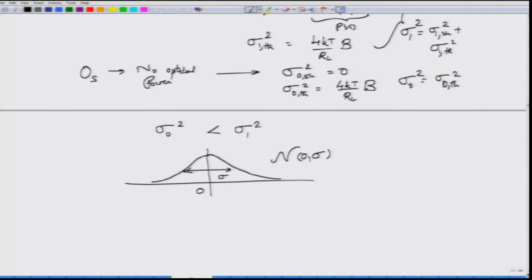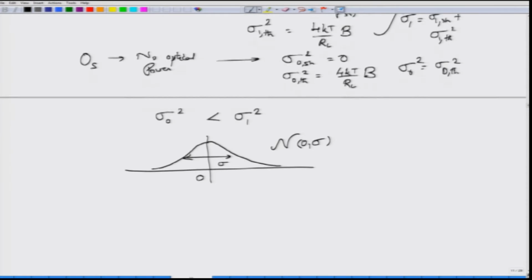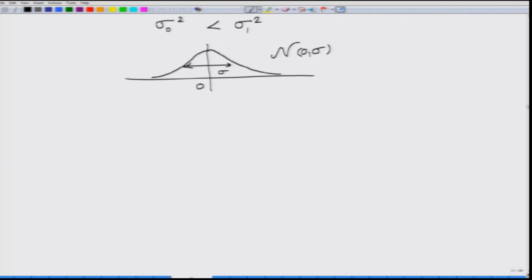In an electrical communication system, this variance would be the same whether you transmit bit 1 or bit 0, because shot noise is not there, unless we are using devices which have shot noise. We will assume that we are not doing that. Because of the shot noise that is present, sigma 1 square depends on the optical power being received. In other words, the photocurrent determines the variance of the shot noise, which in turn determines the variance of bit 1.